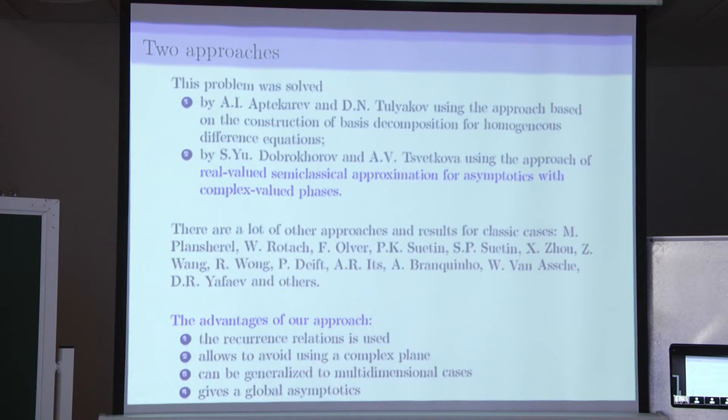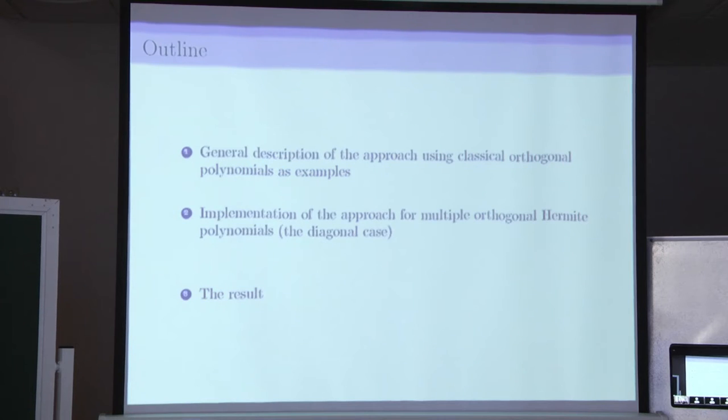The next advantage is that our approach can be generalized to multi-dimensional cases. I mean to cases with multi-indices when they're different. We have some results, which give us such hope, but the work is in progress. And the last but not least, our approach gives a global asymptotics and in some sense uniform asymptotics. So let us discuss this approach.